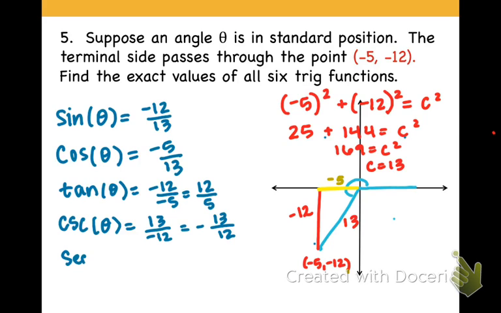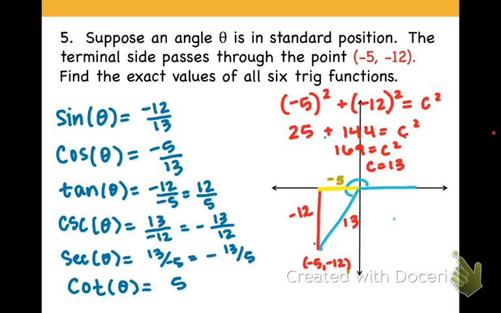Secant is the reciprocal of our cosine. So just like above, flip that fraction, get 13 over -5. Leave it that way, or I can pull the negative all the way out of that fraction. Since sine is negative, cosecant should also be negative. Since cosine is negative, secant should also be negative, but tangent was positive, so cotangent should be positive as well. And so that's going to just be our positive 5 over 12.